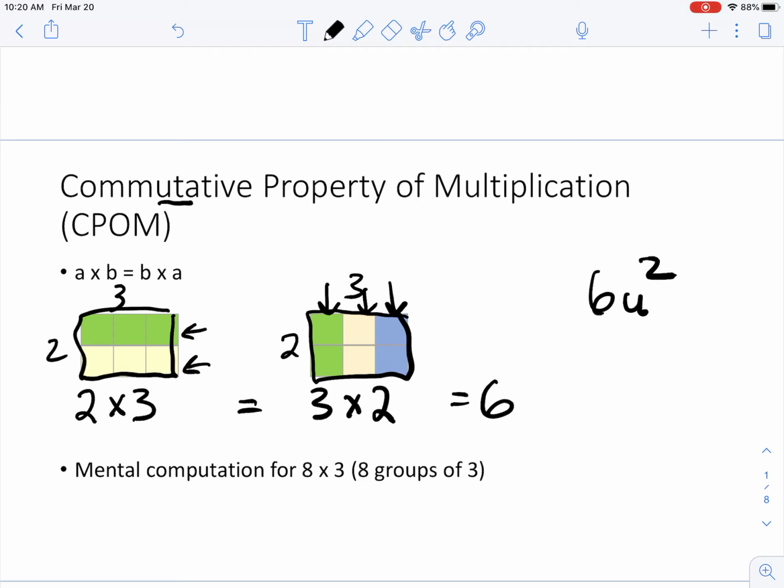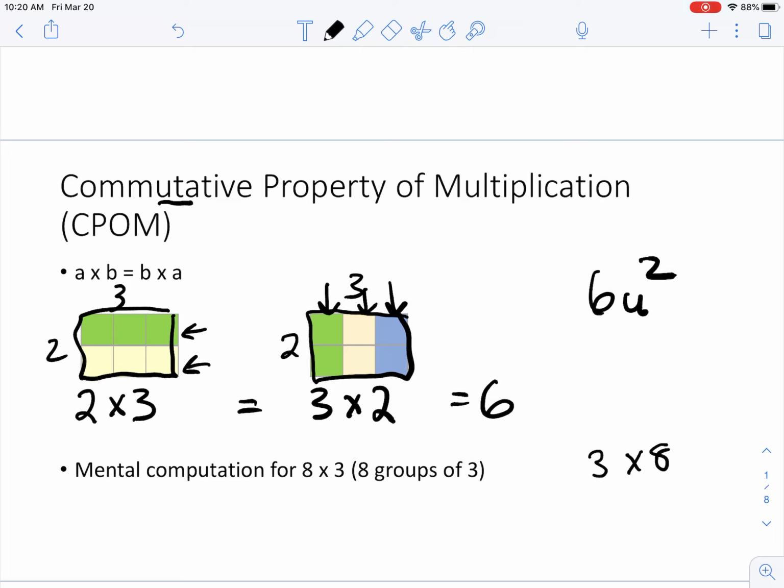This is a great property because it allows us to only memorize half of the multiplication tables. So for example, if I know 8 times 3, then I also know 3 times 8, and I can use whichever one is easier for me to do mentally.